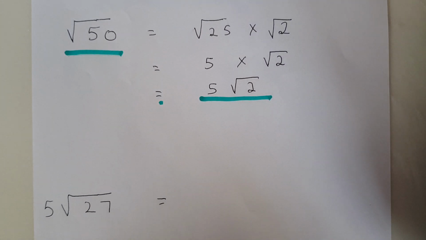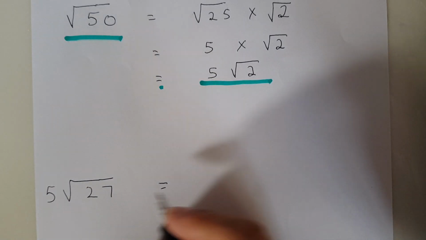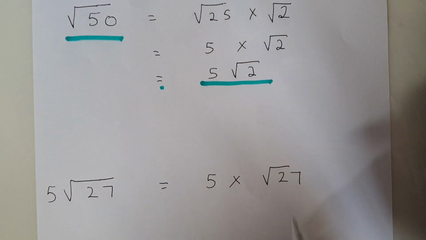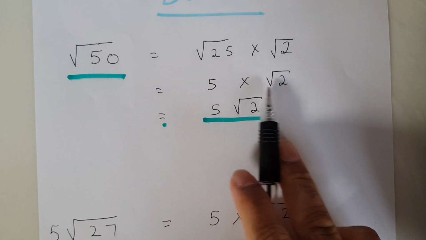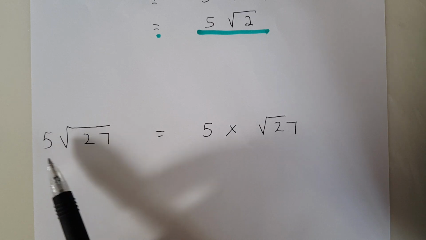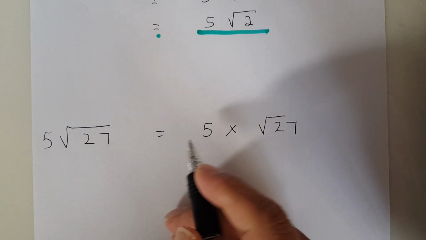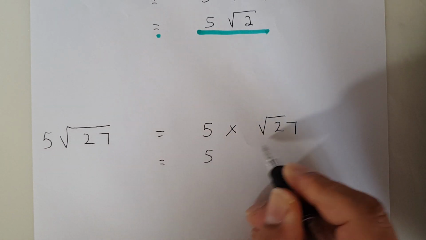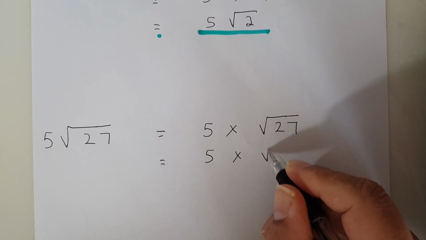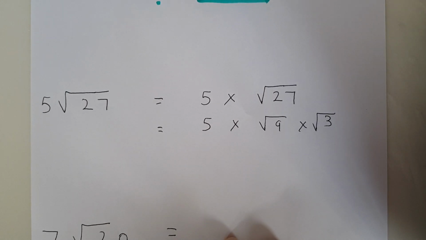Let's do another example. Let's do 5 square root 27. Okay, so that's the same as this. 5 times square root 27. Remember, 5 times square root is the same as that. So if we carry on writing this, two numbers to make 27. So 9 times 3. Hope that's okay so far.